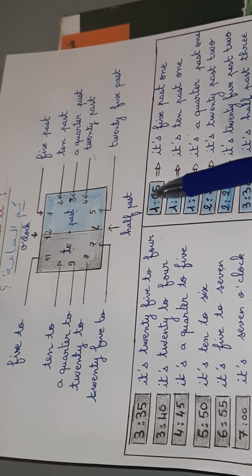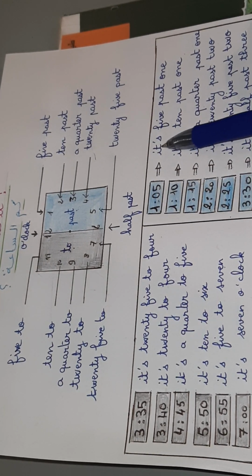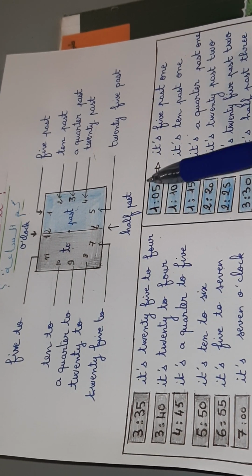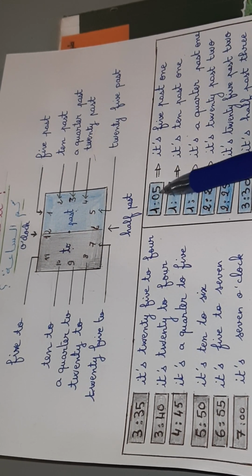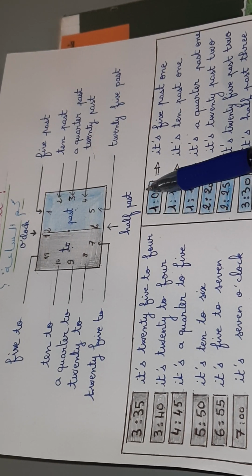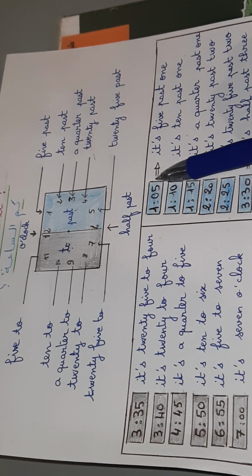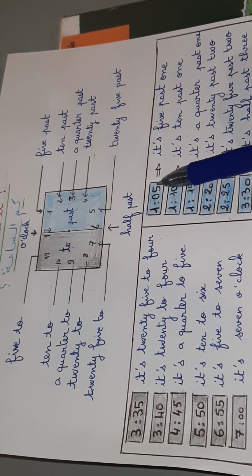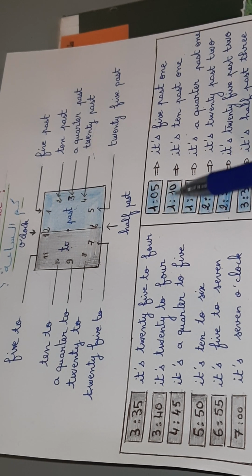1:05. What time is it? It's 5 past 1. Okay, so here we have 5 minutes past 1. We always start with minutes. 5 past 1, as we say, 5 minutes past one. It's 5 past 1. Look at the second example.